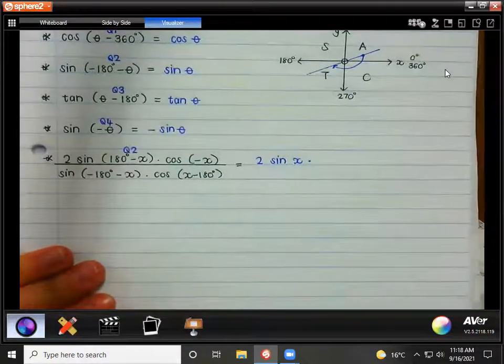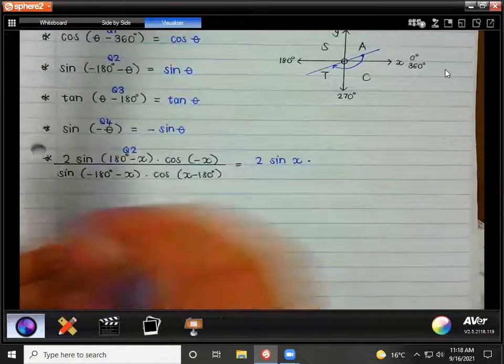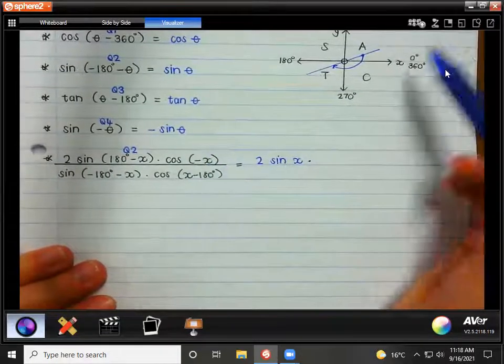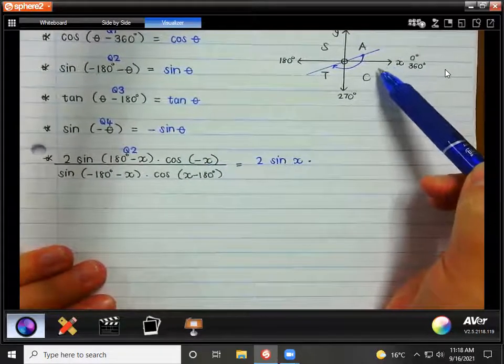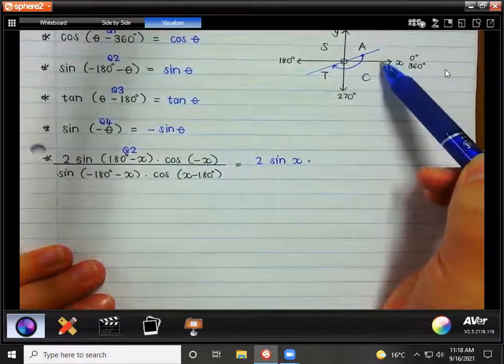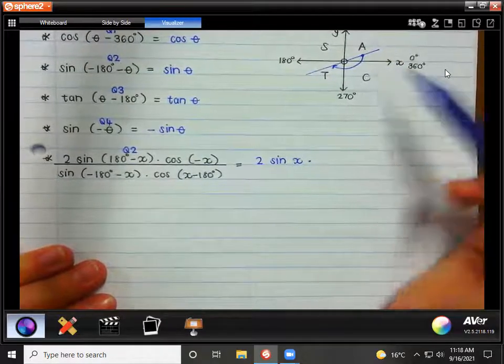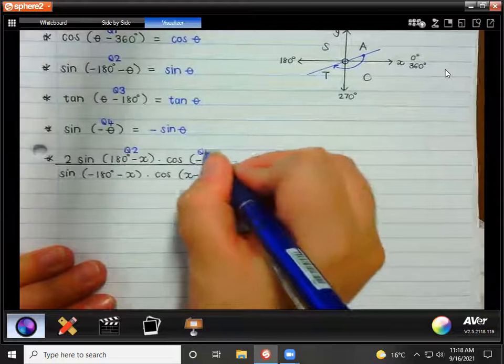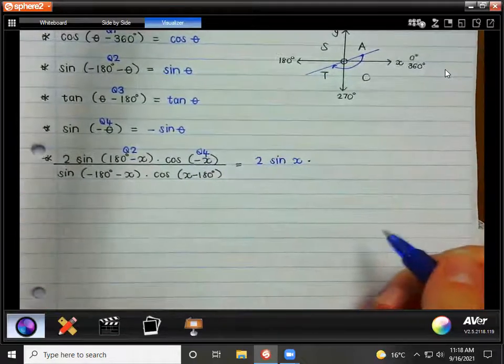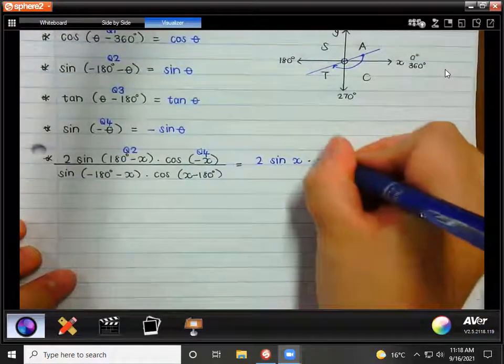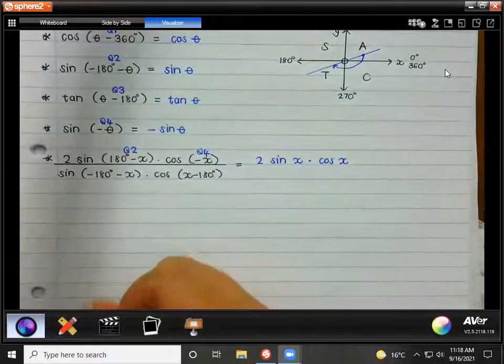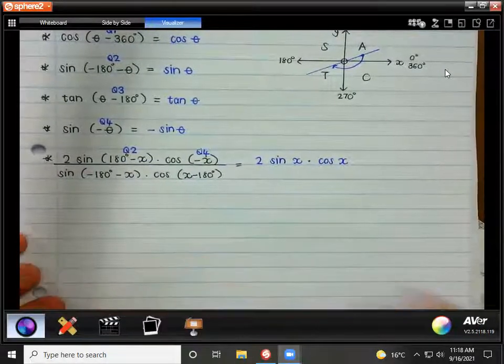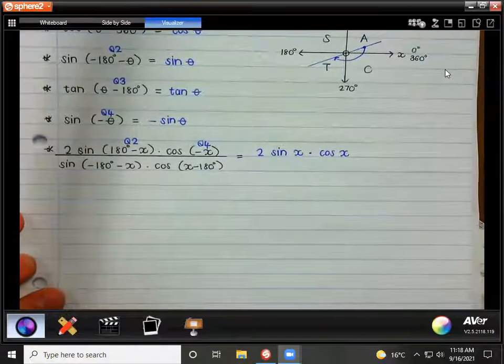Times negative x. We just discussed that one, but just to revise, negative x is a negative acute angle. So that will land you up in the fourth quadrant. What is cos in the fourth quadrant? Positive. So that one just becomes positive cos x.